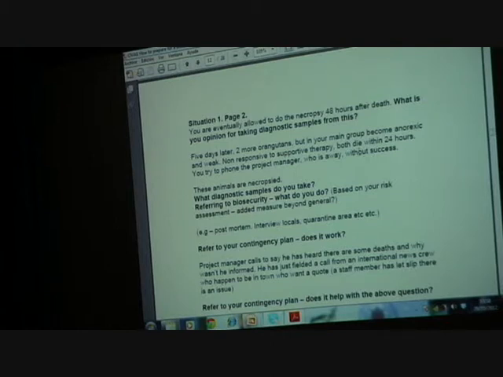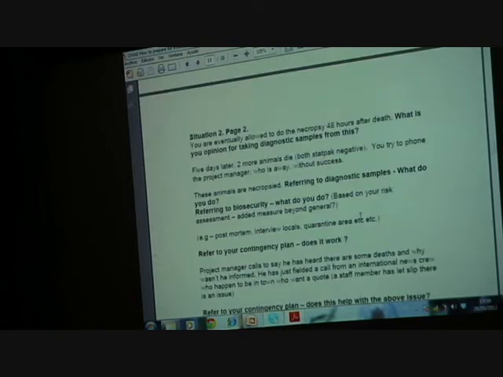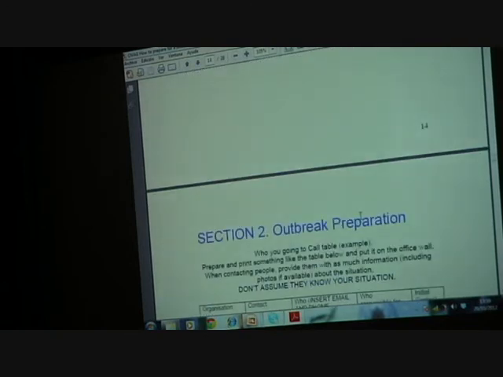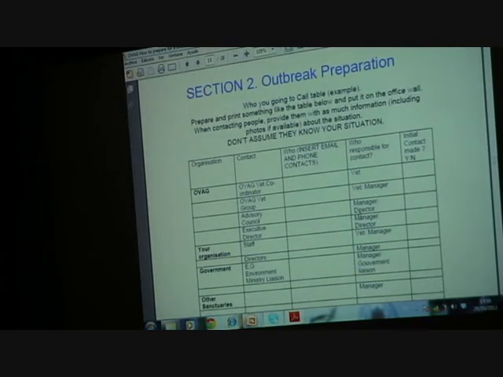These animals are in necropsy, then what diagnostic samples do you take, what do you do, and so on. By going through this in a controlled situation, and this isn't made up, by the way, this situation actually happened, in a methodical manner, you can then say, oh yes, it would have been better if we had this written down or that written down. So that's in French as well there. So that was the basic principles, how you work through.